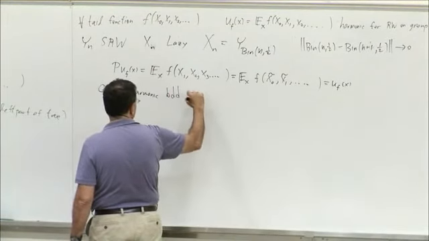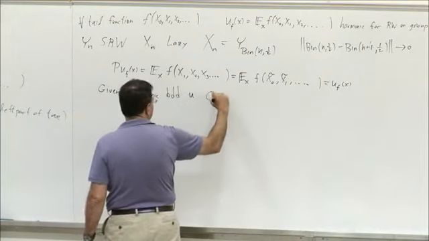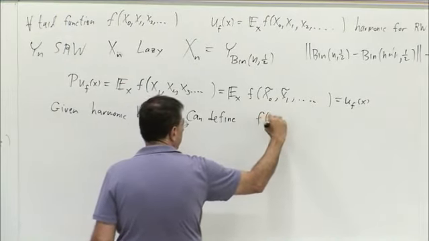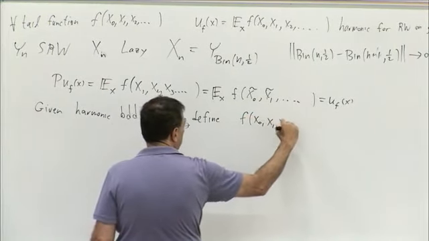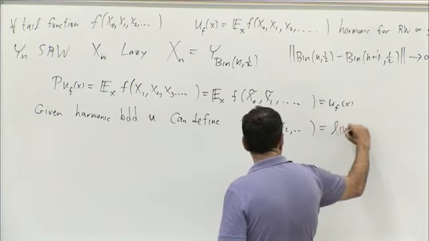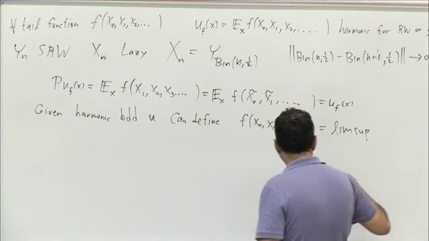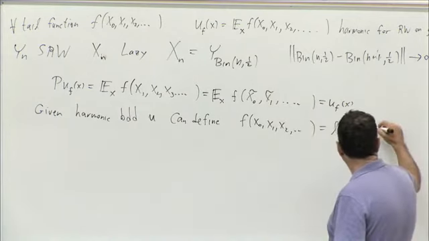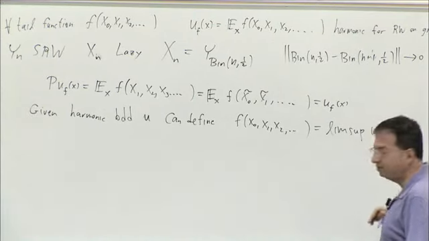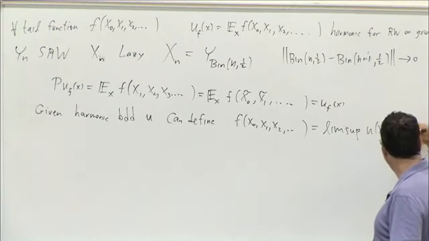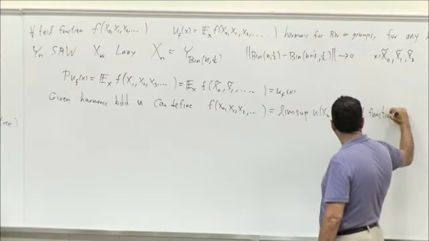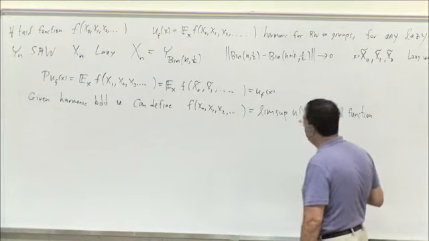given a harmonic bounded function u, we can define the corresponding f of x0, x1, x2. Well, I want to define it just as the limit of u. Let me write it as a lim sup, just so it's defined everywhere. So the lim sup of u of xn. So with this definition, clearly f is a tail function.